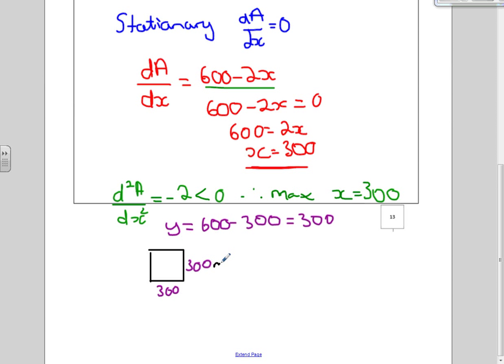So in this case we've got meters. So the maximum area is 300 times 300 meters squared.